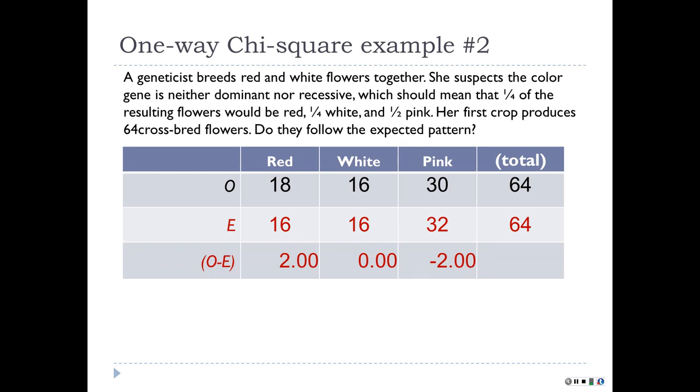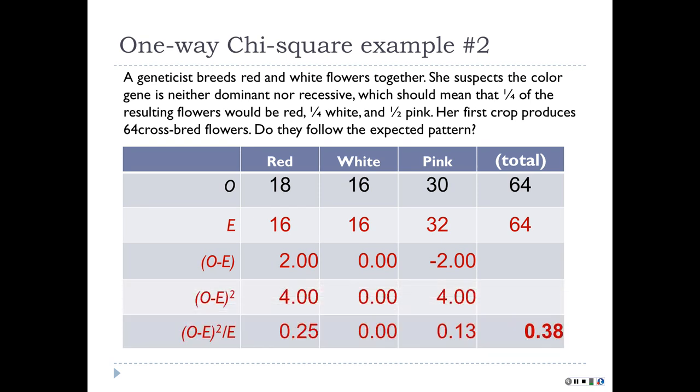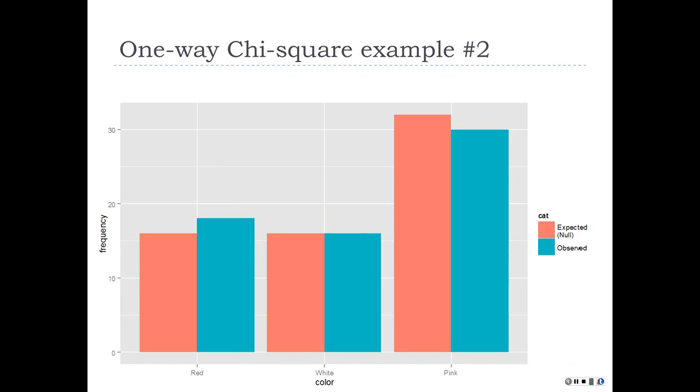We look at observed minus expected, and we get our deviations. We square those deviations. We divide them by expected. Our chi-square value, if we add up all those individual chi-square components, is 0.38. So here's how we could have graphed that data. The red bars are the expected values, so red flowers should have been here, but they were here. White flowers should have been here, and they exactly were. And pink flowers should have been here, but actually slightly less frequent than that. So there are the deviations. There's no deviation there, so I tried to have just a straight bar and then deviation. So when you add those up, you get a chi-square of 0.38.